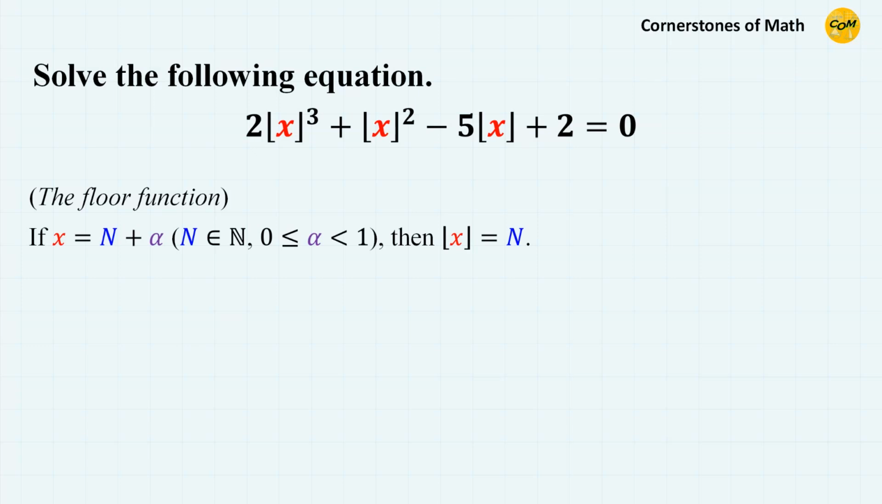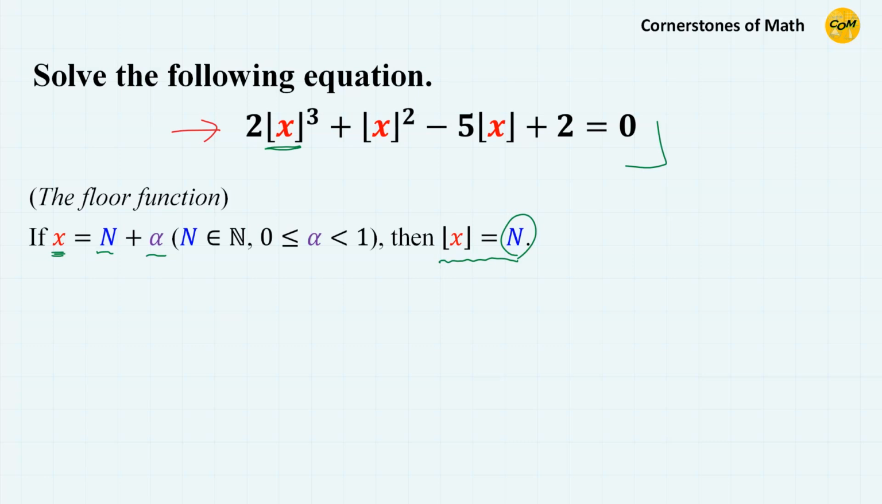Today we are going to solve this equation, which includes the floor function that many of you are already familiar with. Basically, if we split a real number x into an integer part n and a fractional part alpha, the floor function extracts its integer part. So how can we solve this?